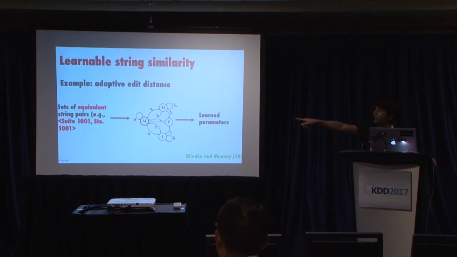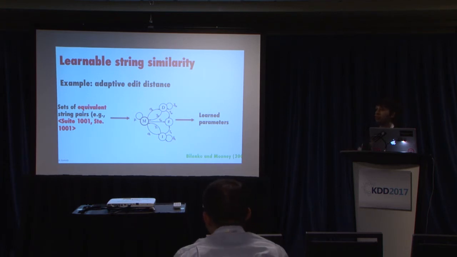So if you have, for example, suite 1001 and then ste.1001, the way that you would align those two is that you have to delete the U and the I, and then you have to insert the dot, right? So it's sort of a three-step process. You need to delete two characters and add one, or maybe you add the dot and then delete two characters. There are ways of doing that. But the idea is that you need to do some operations to align the two strings. So that's how edit distance works. It computes the minimum cost of aligning the two strings.